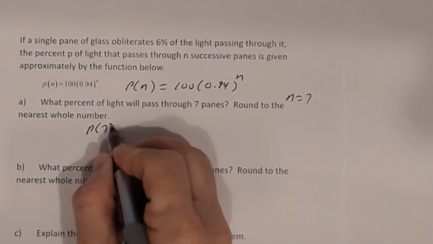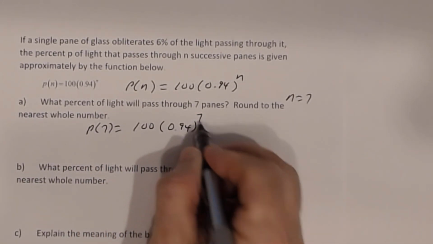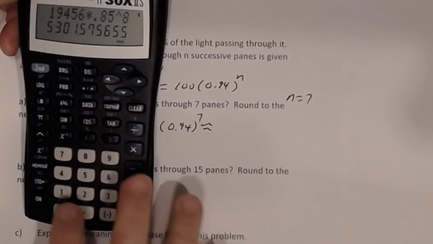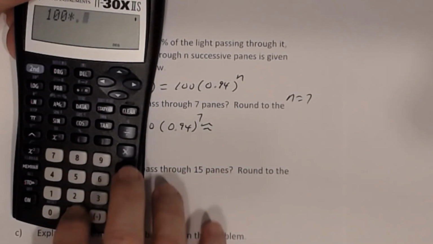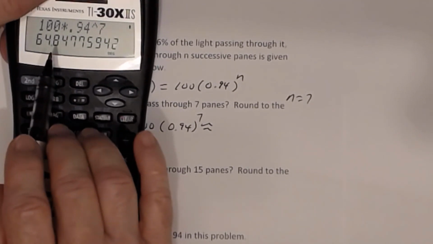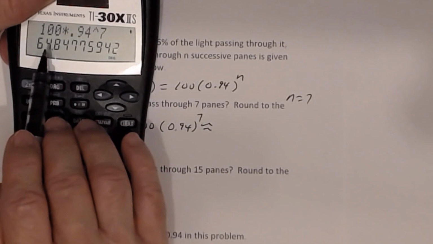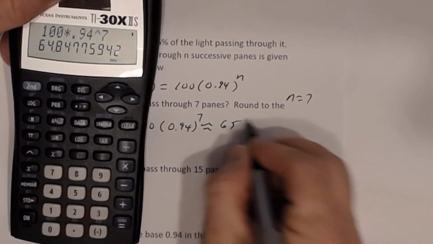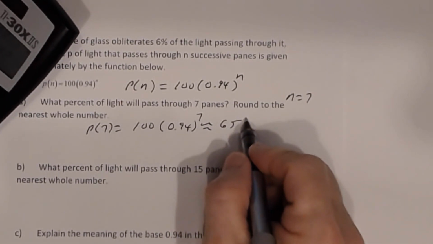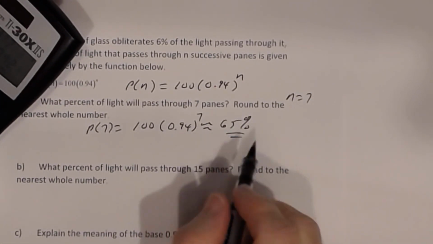So P of 7 will equal 100 times 0.94 raised to the 7th power. Let's see what this is approximately equal to. So 100 times 0.94 raised to the 7th power equals, to the nearest whole number, see that the tenths place is 5 or larger, so this 4 becomes 5. So 65. What percent of the light will pass through 7 successive panes? You have to say 65%. Make sure you put the percent symbol.